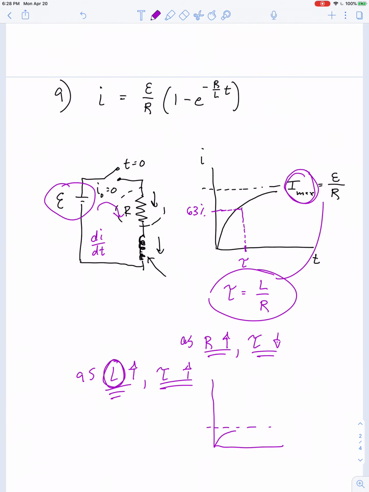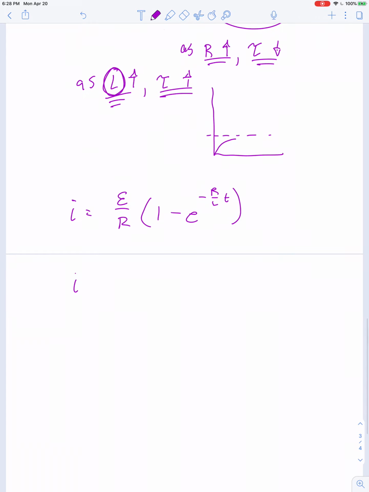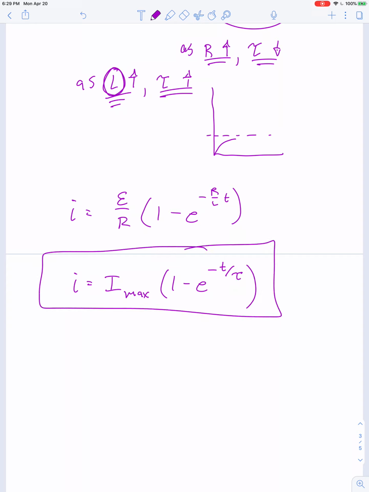So if we want to, we can simplify this expression for the current through an LR circuit. Instead of saying I equals EMF over resistance times 1 minus e to the negative R over L t, we can say that the current equals the maximum current times 1 minus e to the negative t over tau. So that's a general equation for the way in which current gradually grows in a circuit that has any amount of inductance.